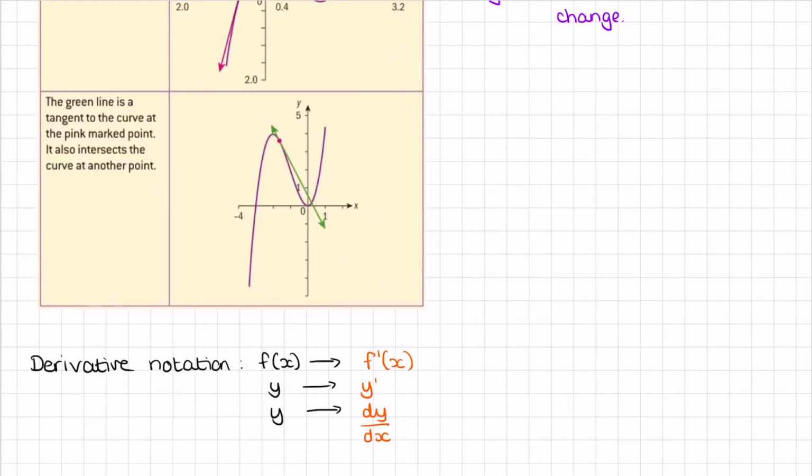If you've been given a function that's y equals, you can write y dash. Or sometimes you will see dy over dx. So this basically means the change in y over the change in x, or the change in y with respect to the change in x.